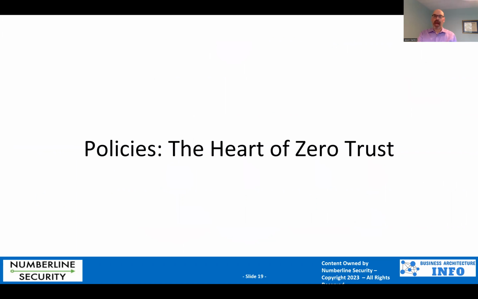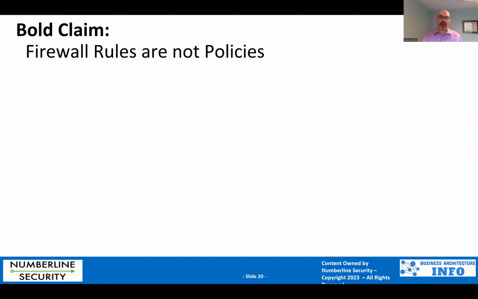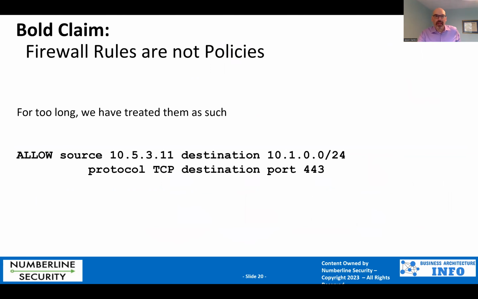So let's dive into policies, which really are the heart of zero trust. Now, I'm really going out on a limb here and saying, hey, firewall rules aren't policies. And if you think about it, a firewall rule is something like what's shown there at the bottom. It's I'm either allowing or disallowing a given source IP address to access a given destination IP address or network range on a given port. And these are policies that only a firewall engineer could love, right?